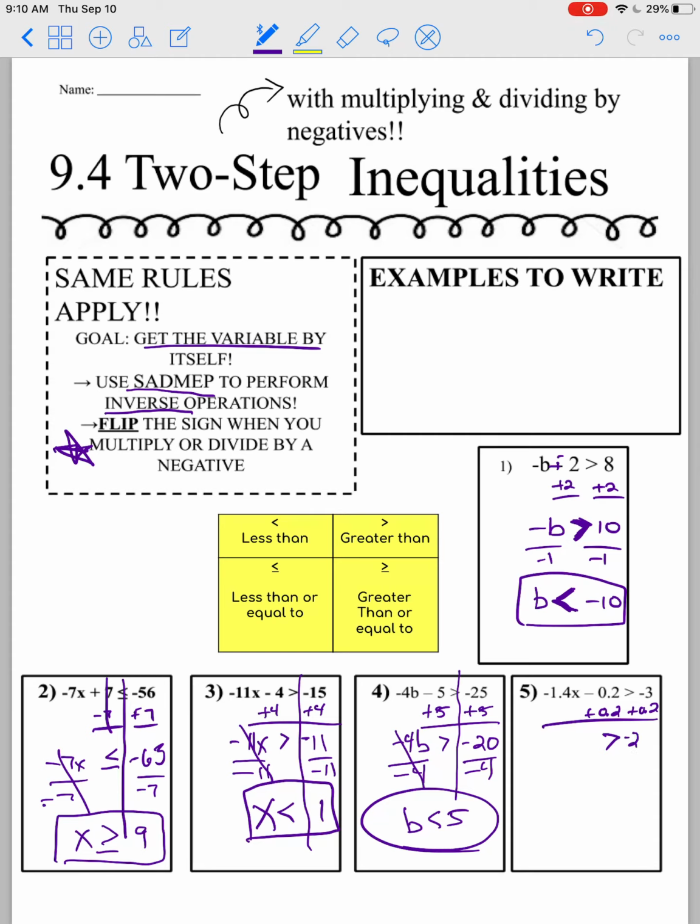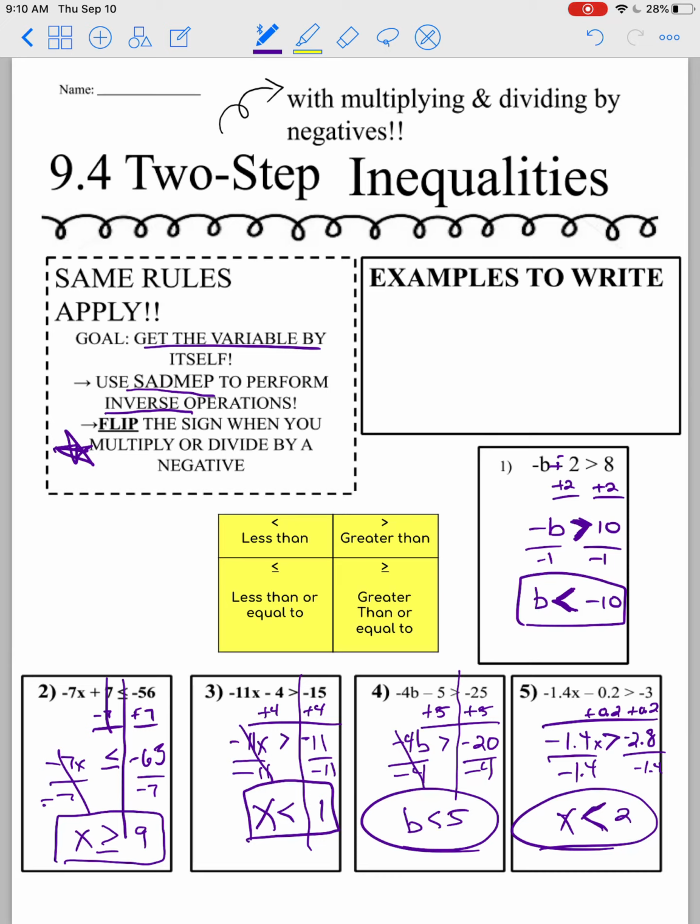I have negative 2.8. I have negative 1.4x. Got to divide by negative 1.4, negative 1.4 x. I got to flip my sign. And then negative 2.8 over negative 1.4. They're both negative, so my answer will be positive. And 2.8 divided by 1.4 is 2.